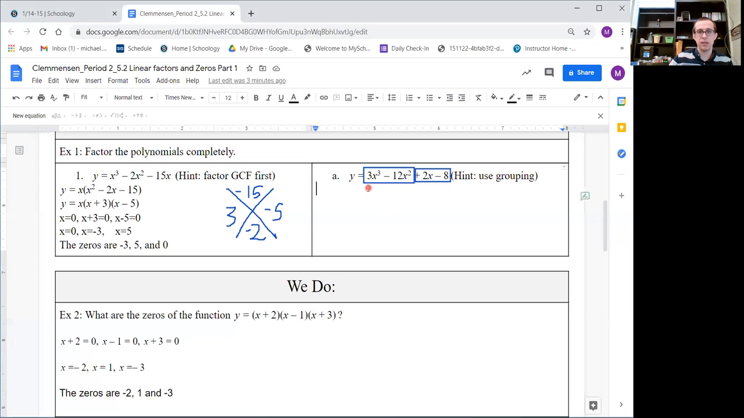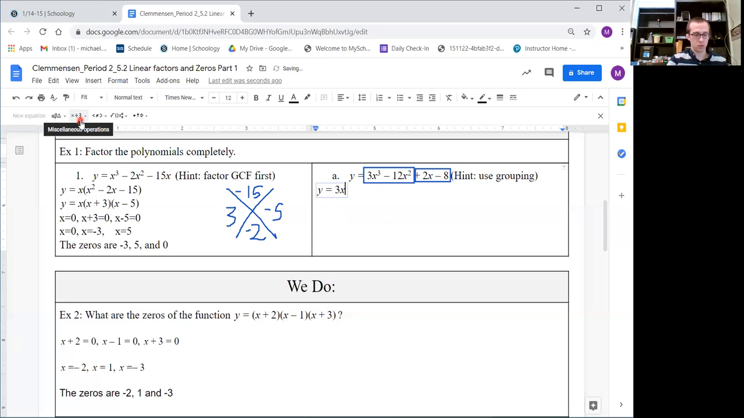So what's my GCF of these first two numbers? Who can tell me? What's my GCF of those first two numbers? Perfect. Let's see if someone else. Good. Got two correct answers.